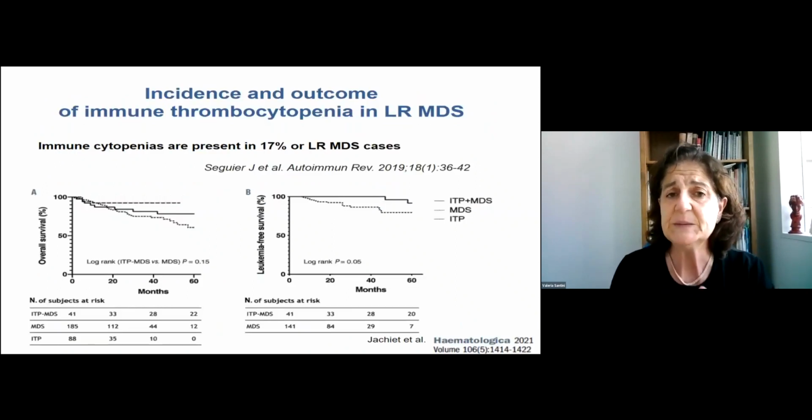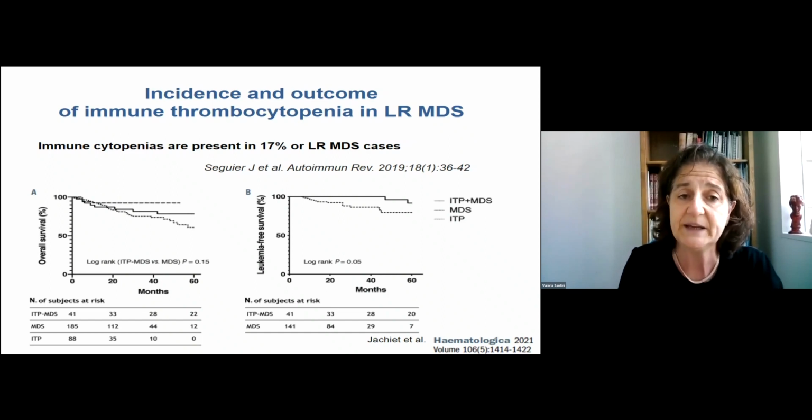Now, 17% of patients with lower-risk MDS may present immune cytopenias, anemia, and frequently thrombocytopenia, to be suspected especially if the level of platelets is very low. What is the impact on prognosis of this ITP accompanying MDS?